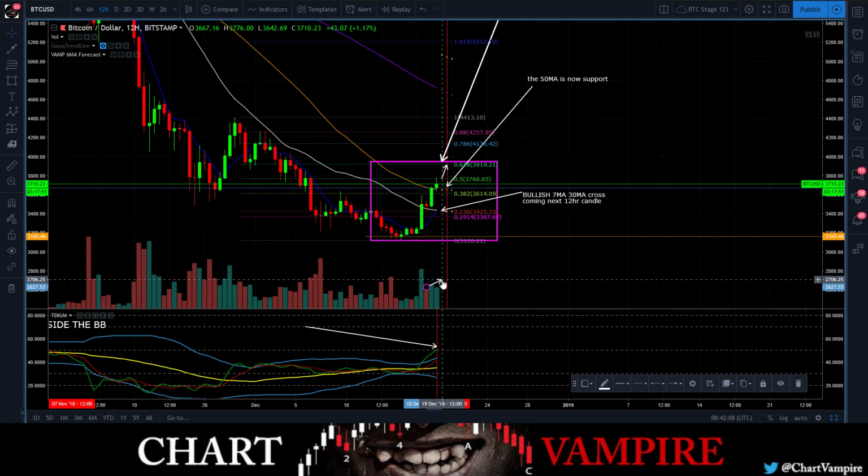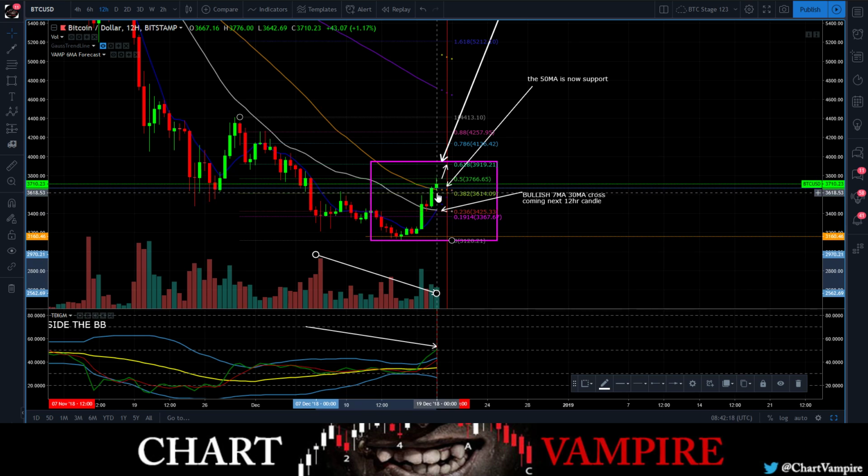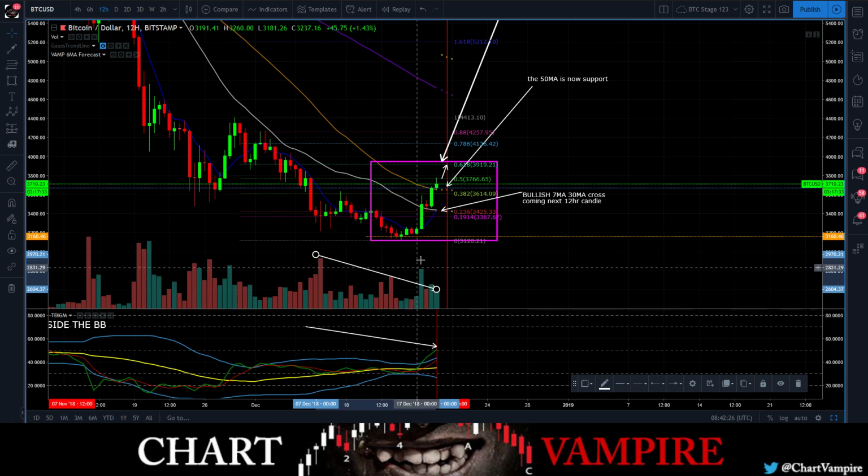Now, if all of a sudden this candle dumps on you, right? If this candle dumps on you right here, you can see a bearish candle. If this posts up a bearish candle, 3 hours and 20 minutes, and this thing turns red and drops below that 50 MA, I would be very bearish. I would be very bearish if this got below the 50 MA.